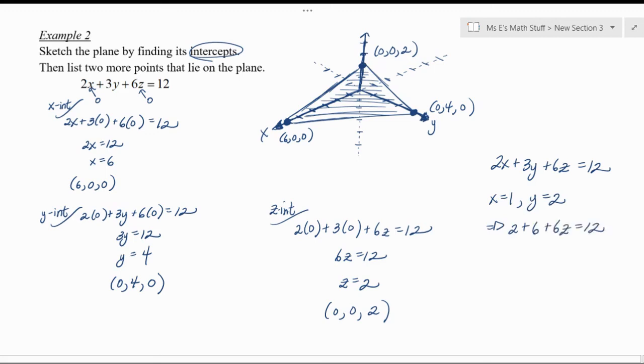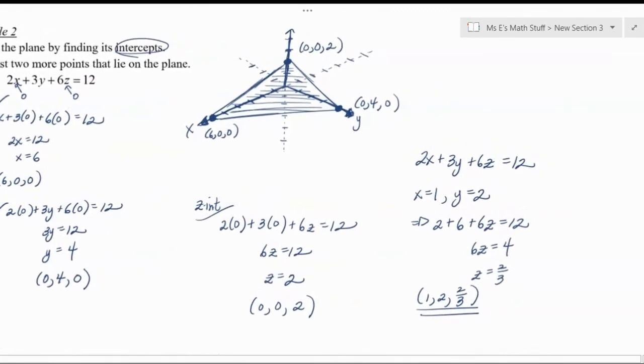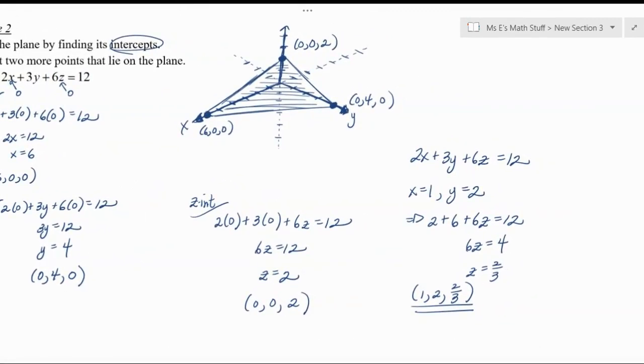And then you could figure out what z would have to be to make this work out. So 2 plus 6 is 8. Subtract it over, you'd get 6z would equal 4. And then z would end up needing to be 2/3. So one of the infinitely many points that lie on that plane would be 1, 2, 2/3. There we go. And then if you need another point that lies on the plane, because the directions say to find 2 more, you could just make up more numbers, right?